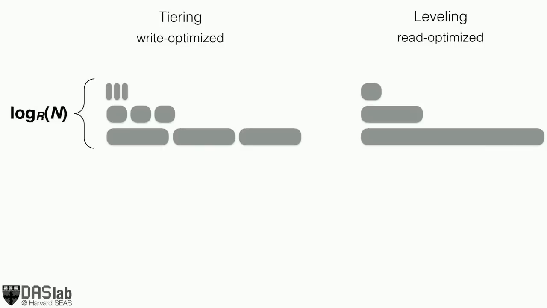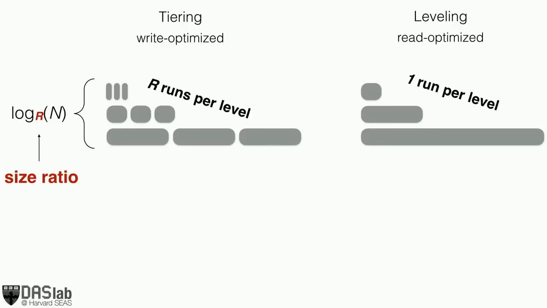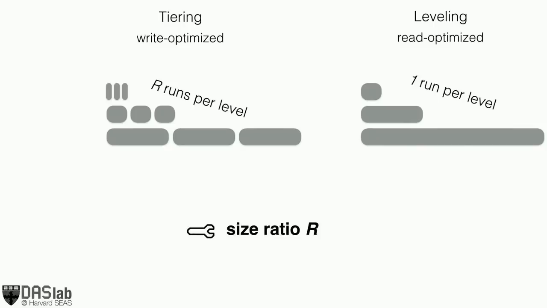Okay, so now overall, the number of levels that we have in the LSM tree because of the exponential growth of the levels is log of N, where the base of that log is R, which we call the size ratio between the levels. Okay, so based on this R, we can infer the number of runs that exist with a tier design, right? So with tier designs, we can have at most R runs in each one of the levels, whereas with the level design, we can have at most one run per level because we're merging as soon as a new run comes in. And the size ratio controls an important trade-off.